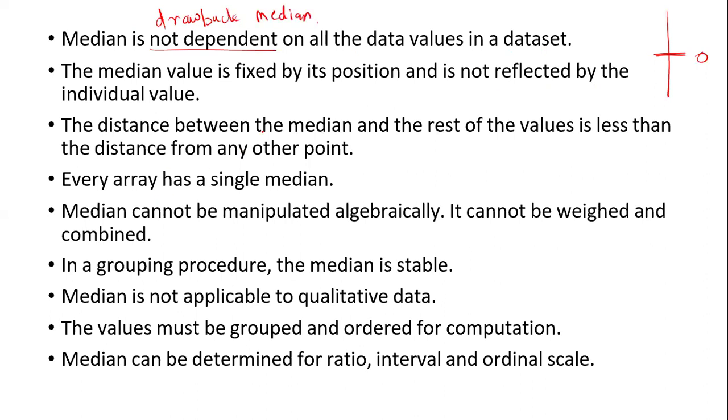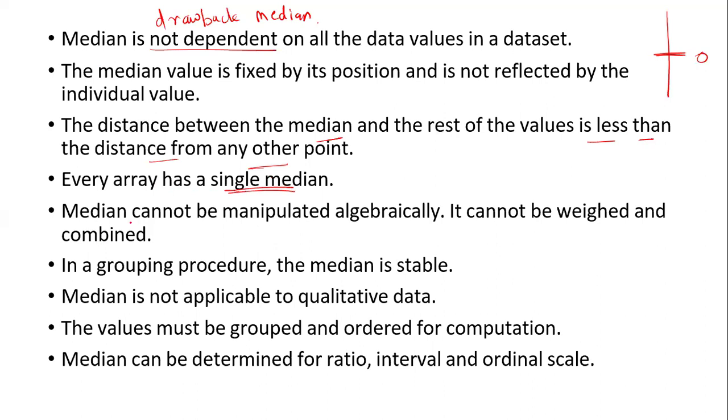Then the distance between the median and the rest of the values is less than the distance from any other point. Here you can see the distance from the median to the rest of the values is less than the distance from any other point. Then every array has a single median. They do not have different medians.